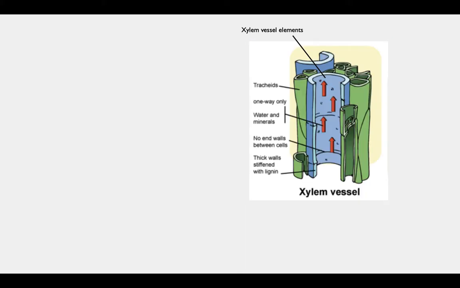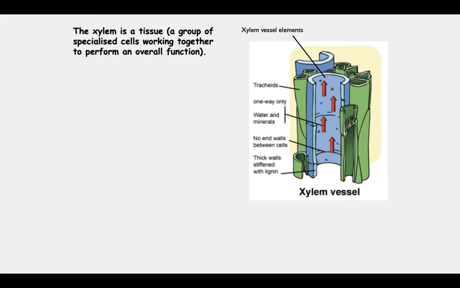Let's have a look, first of all, at the structure of the xylem, which is responsible for the transport of water in a plant. So just to remind you what the definition of a tissue is: the xylem is a tissue, and a tissue is a group of specialised cells working together to perform an overall function. There are 2 ways that water can move up through the xylem.